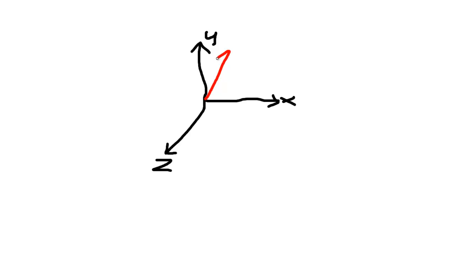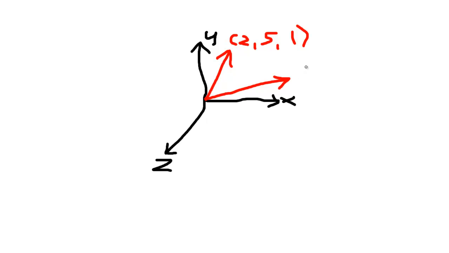So I can have a vector here at points 2, 5, and 1. So it's 2 points along the x-axis, 5 points along the y, and 1 along the z. Z being towards you.